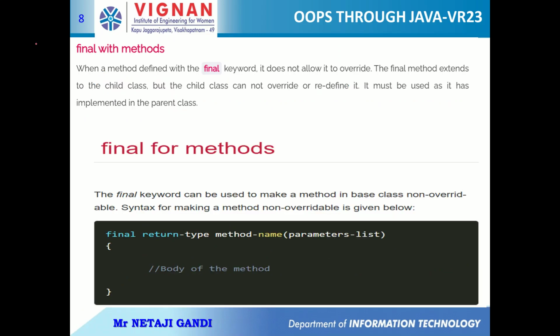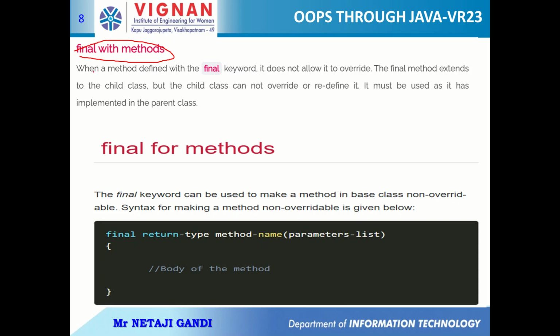What is the second one? The final keyword is applicable for methods. What is the second concept? Final keyword with methods. Can anyone tell me, what is the point you discussed in the previous slide? If you apply the final keyword to a method, what are you avoiding? To avoid the overriding concept, right? Yes, to avoid the method overriding concept.